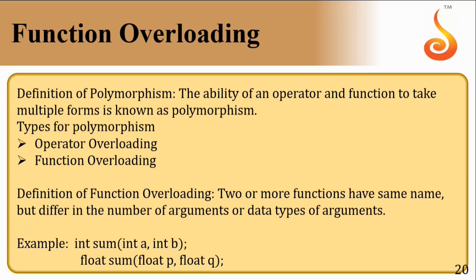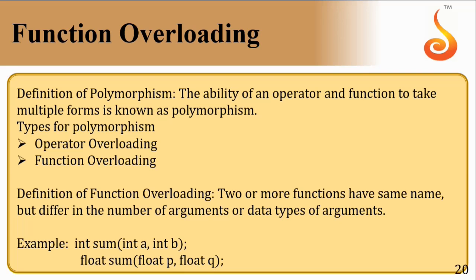Signature doesn't take the return type into account. The name of the function and the argument list is nothing but the function signature. So in the top sum you are passing two integers, to the bottom one you are passing two float variables. So that is different. That is called overloading. Same name with different argument list, or I can say sum(int a) and another one is sum(int a, int b).